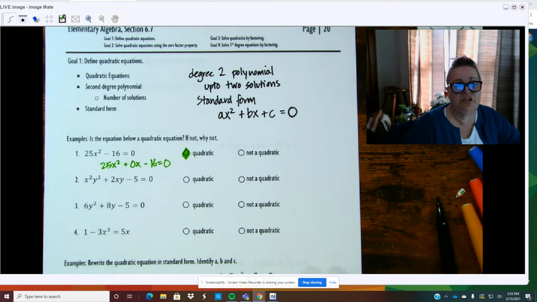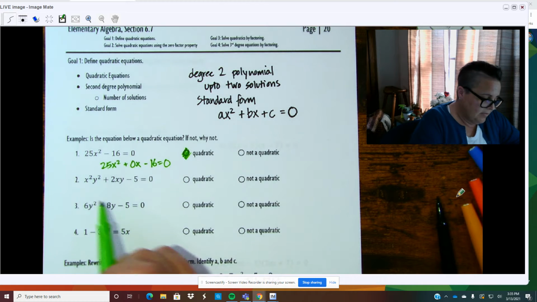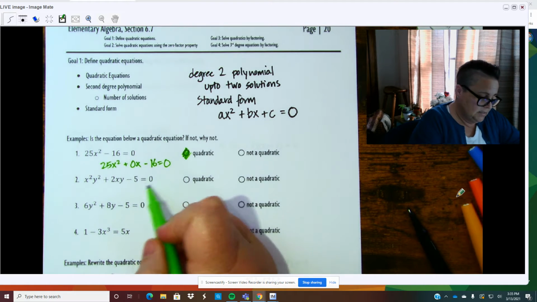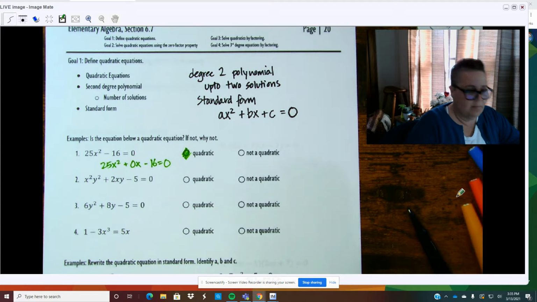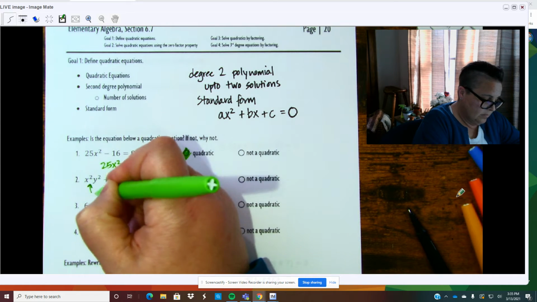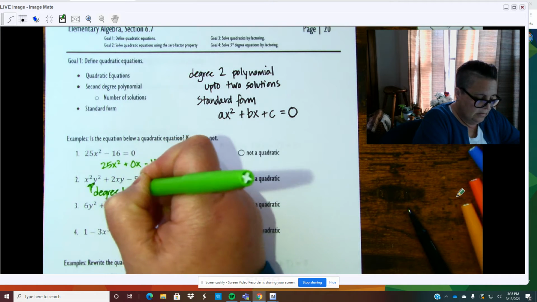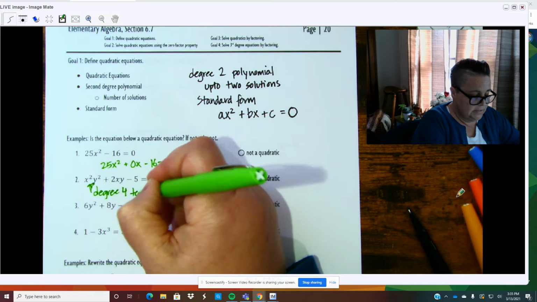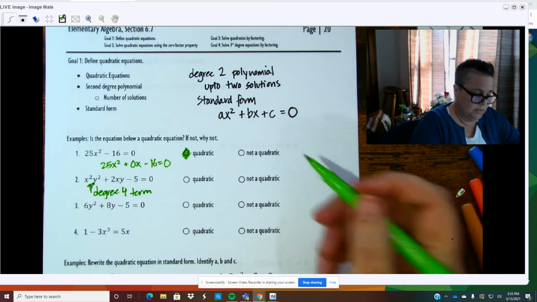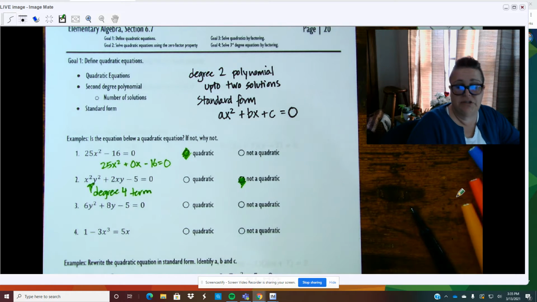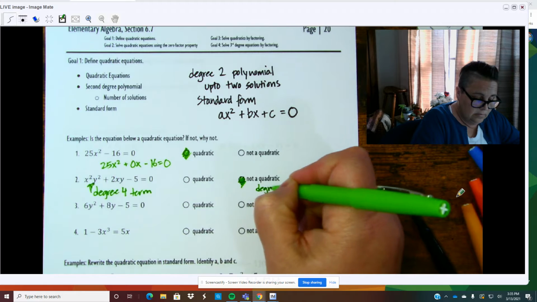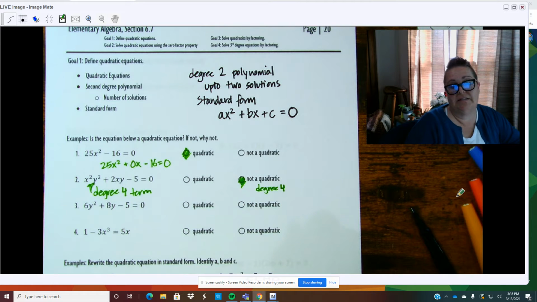If I'm looking at problem number 2, I have x squared plus y squared plus 2xy minus 5. Is this a quadratic? It does have that sort of ax squared plus bx plus c, it does have 1, 2, 3 terms in it, and it is set equal to 0. But the problem is that if we look at this term, x squared and y squared, this term is degree 4. And as a degree 4 term, it would not qualify as a quadratic. A quadratic needs to be degree 2. This is degree 4, so that means it's not a quadratic.